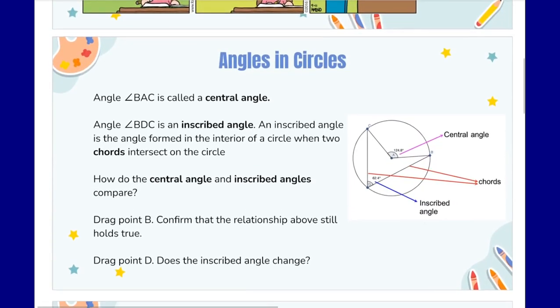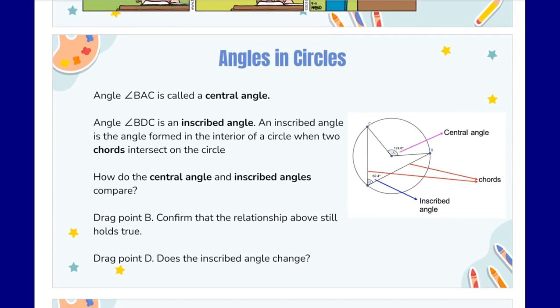So looking at angles and circles, if we look at angle BAC, so BAC is this angle here. I'll highlight that. So that angle there, that's considered the central angle. And angle BDC is considered the inscribed angle.